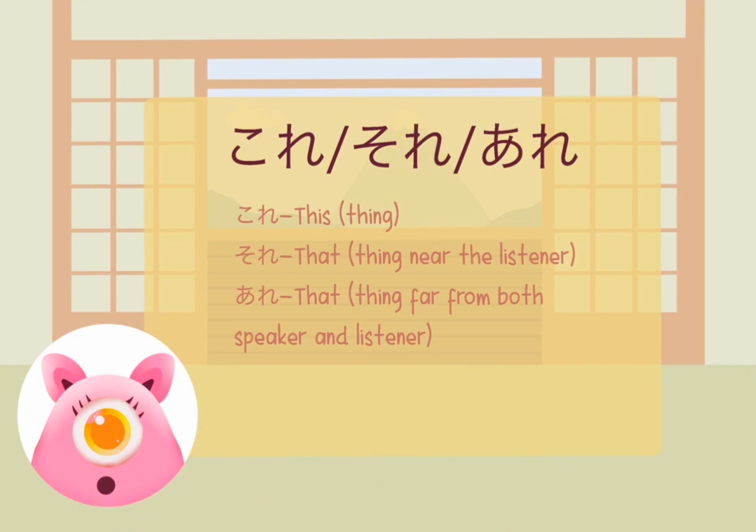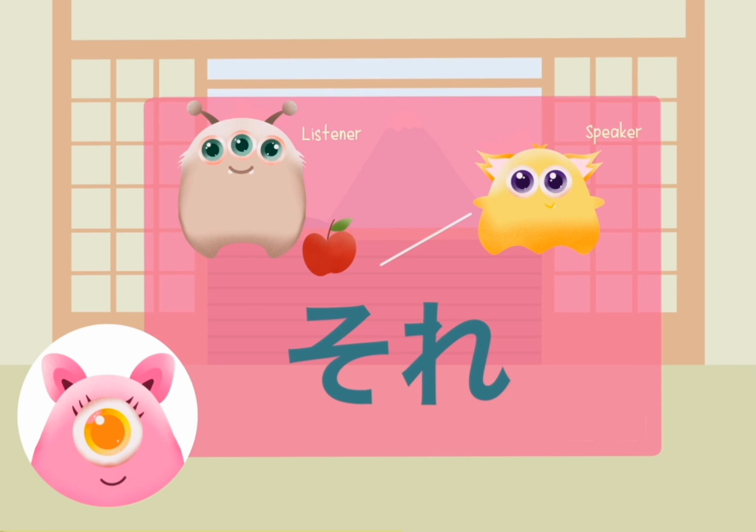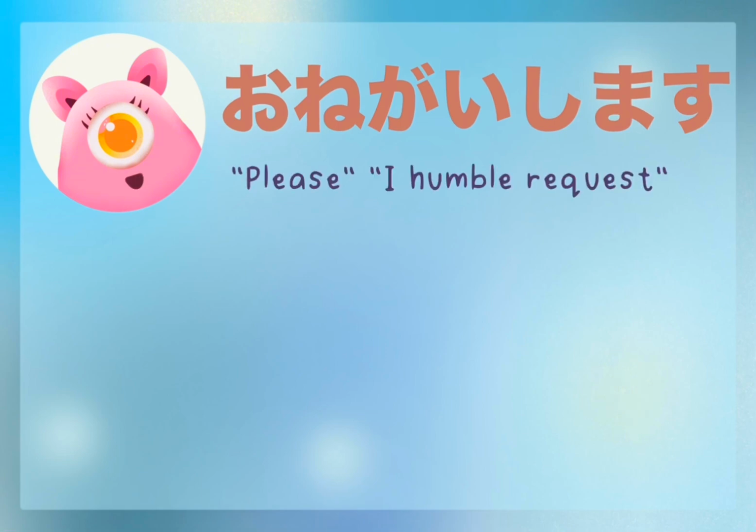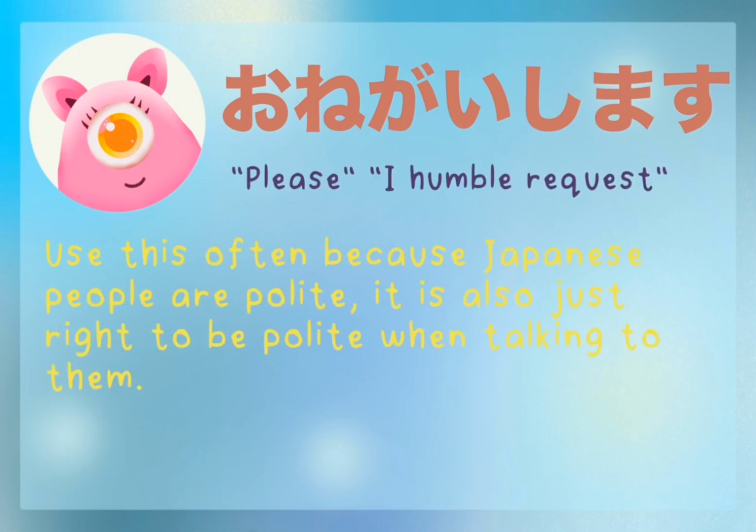これ、それ、あれ。これ refers to this thing near the speaker. それ, that thing near the listener. And then are is referring to the thing that is far from both the speaker and the listener. これ、それ、あれ。Next is onegaishimasu, which means please or I humbly request. Use this often because Japanese people are polite. It is also just right to be polite when talking to them.